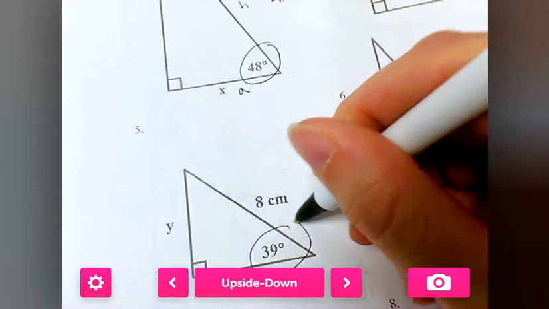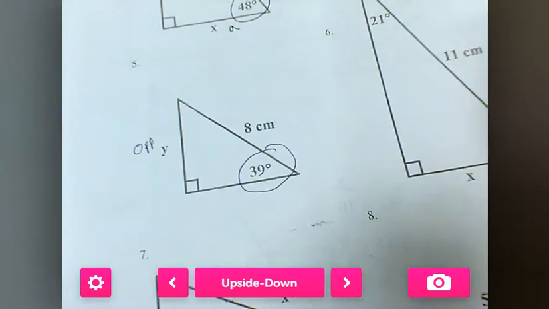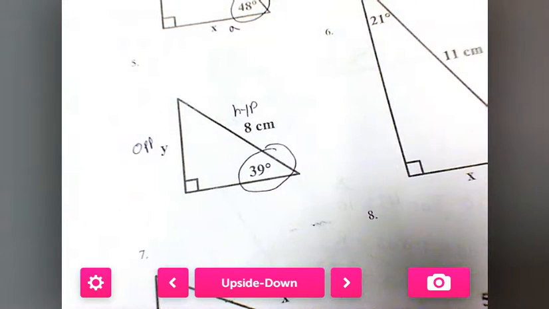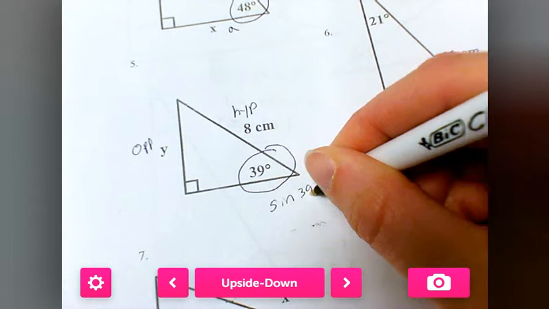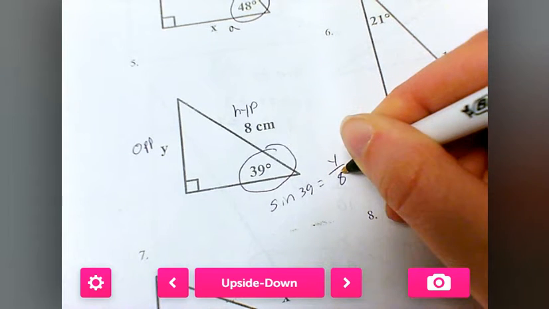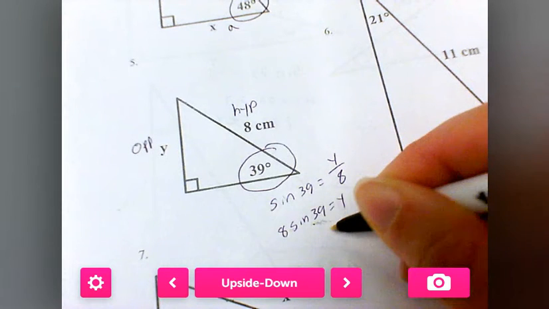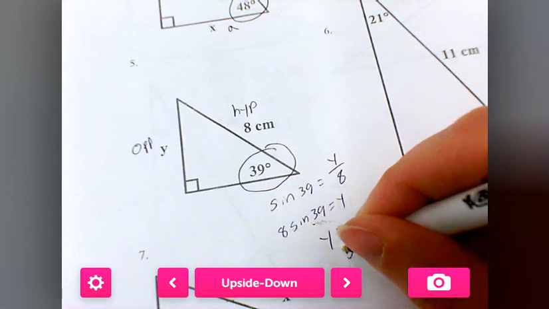Here's 39. What is y to 39? Y is the opposite. What is 8? The hypotenuse. So which uses opposite and hypotenuse? Sine. So the sine of 39 equals the opposite y over the hypotenuse, 8. So I get 8 sine 39 equals y. Hopefully at least all of you are trying to put this into your calculator so you know where to find sine, cosine, and tangent. And I get 5.03 centimeters.